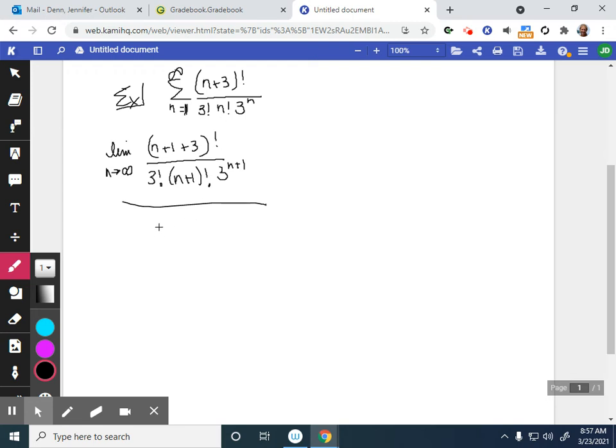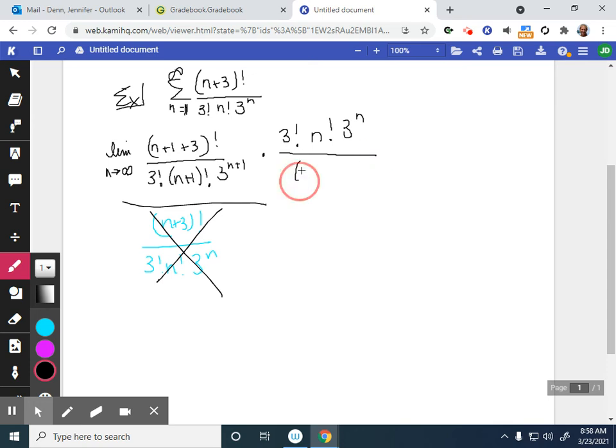So again, on the bottom, what I would get is n plus 3 factorial over 3 factorial n factorial 3 to the n. And then my next step would be flip and multiply. Obviously I wrote it out, but in the future, I'm going to just flip it right away. So instead of writing it like this, I'm going to write multiply instead of divide, and flip the fraction all at once. So 3 factorial, n factorial, 3 to the n, over n plus 3 factorial.